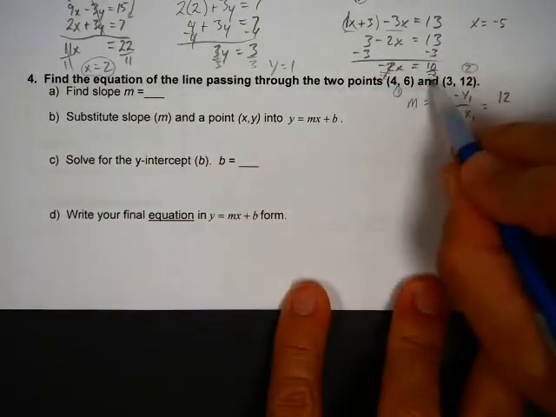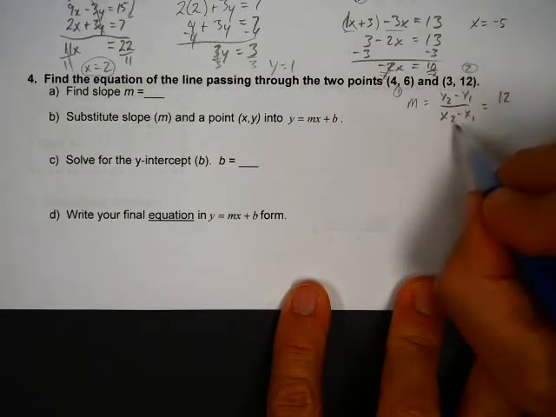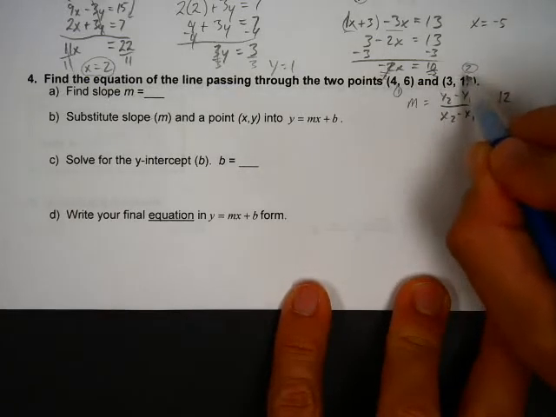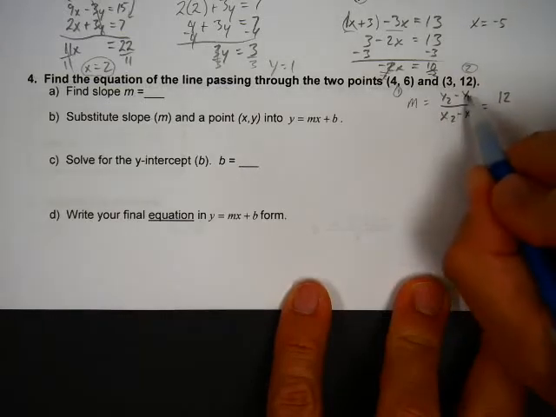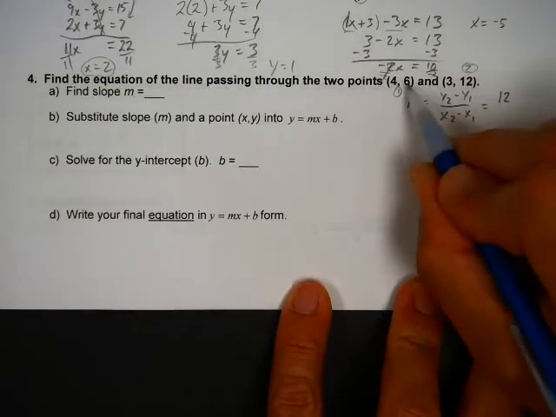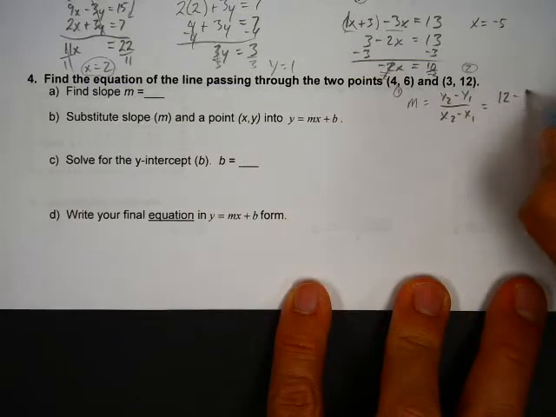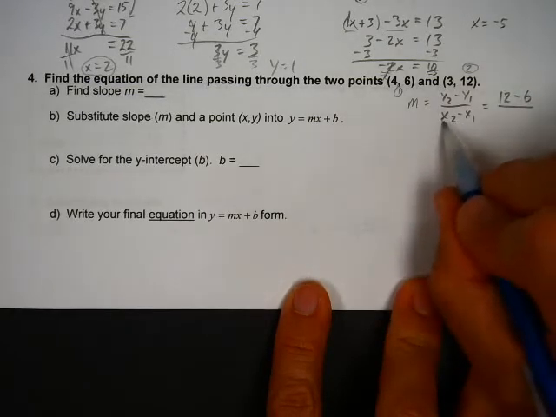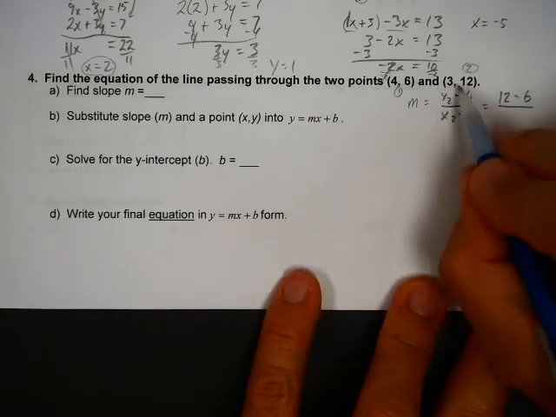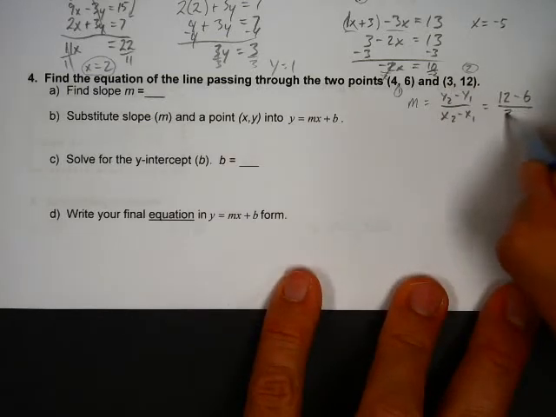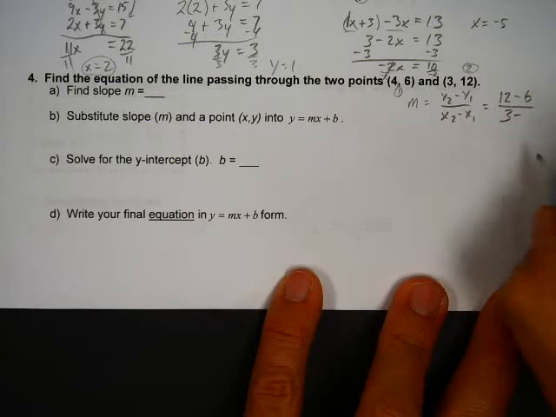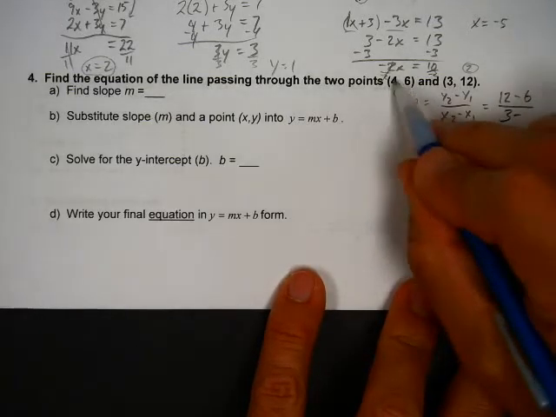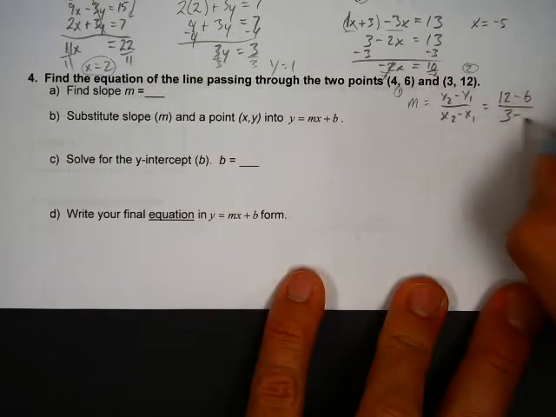And the reason we number them like this is so that when I get to my x's, I make sure that the x from the second point is still taken from the right point. So back to it. y1 is the y from the first point. So I'm saying 12 minus 6, and I'm putting that over x2 minus x1. Well, the x from the second point is 3, minus, what do you think? The only thing left is that 4, which is the x from the first point, x1.